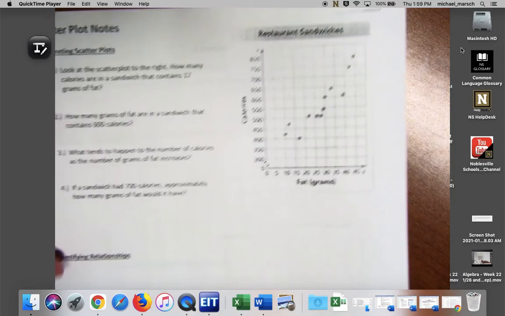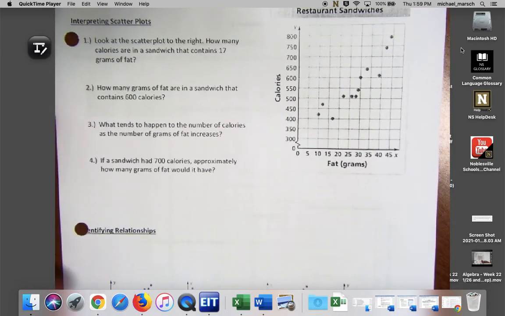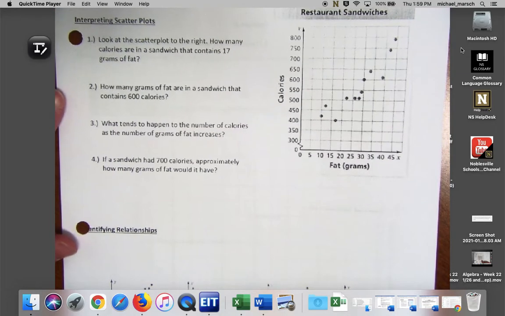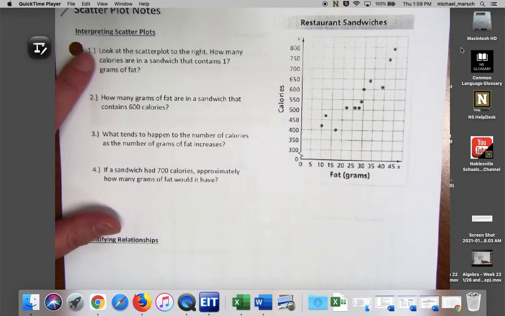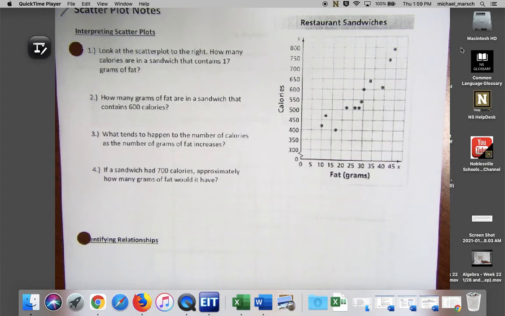Yeah, okay. So we're comparing the fat grams to the calories of restaurant sandwiches, right? So let's answer some questions. Look at the scatter plot to the right. How many calories are in a sandwich that contains 17 grams of fat? Nick? 400. How did you know that?